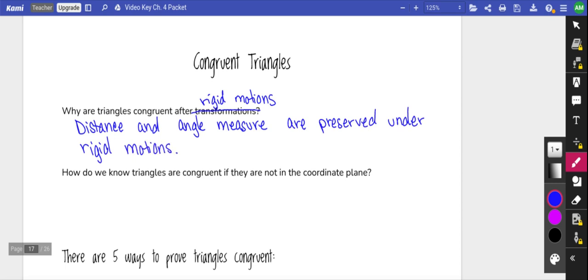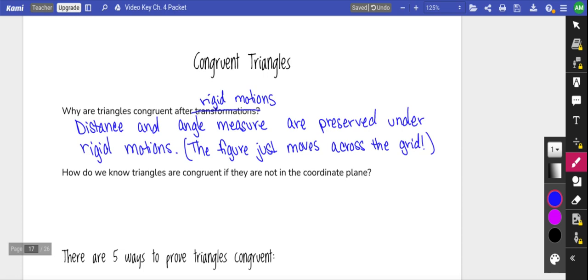So if the angle measure and the distance are preserved, the figure basically just moves across the grid. Nothing changes about it. It's just moving.